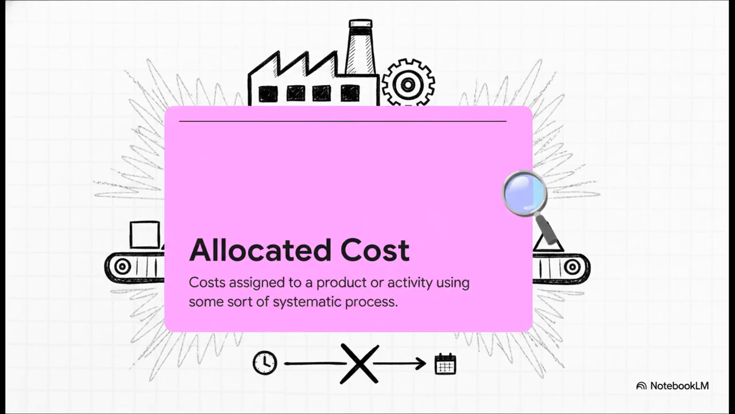Next, we have allocated costs. These are costs assigned to a product or activity using a systematic process, like building or equipment depreciation. These just kind of happen automatically in the background. If you have a factory building, it's going to depreciate whether you choose to manufacture product A or product B, right? They don't change based on your immediate short-term choices. And that makes them, once again, just irrelevant noise for our decision-making purposes.